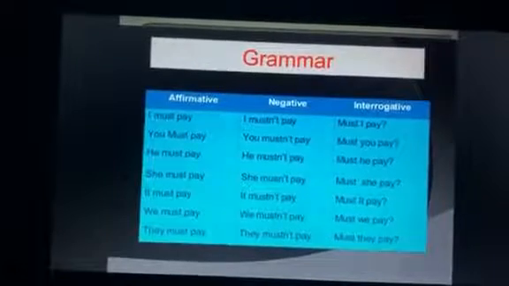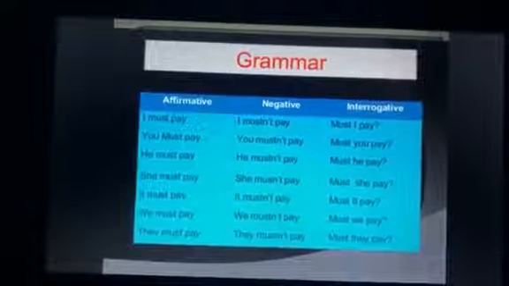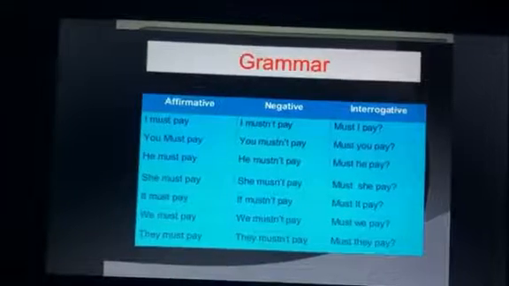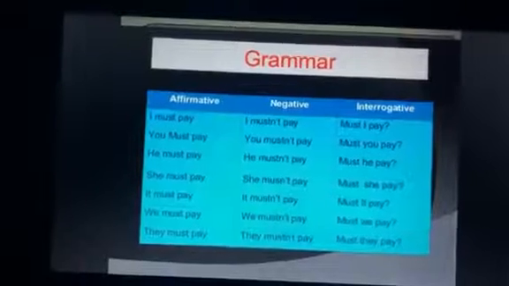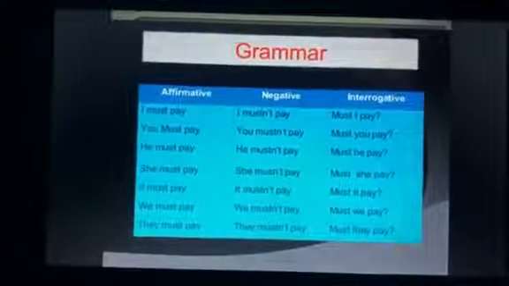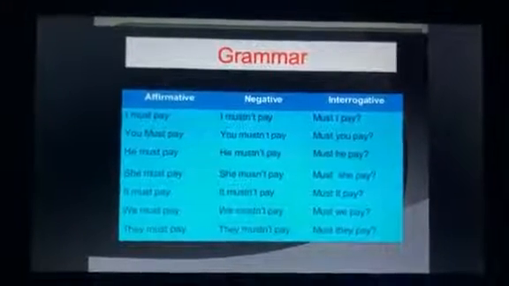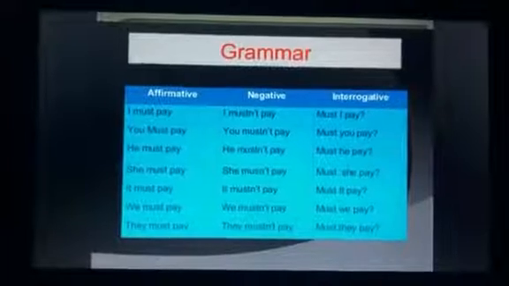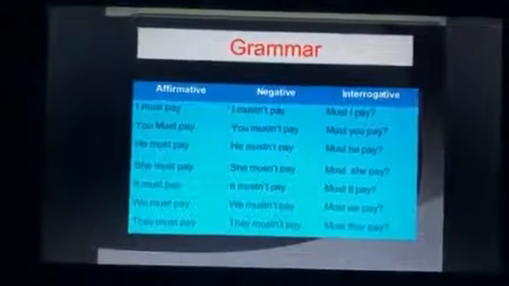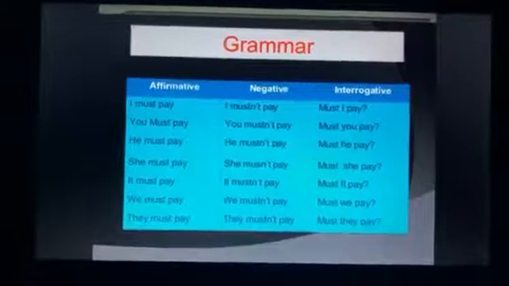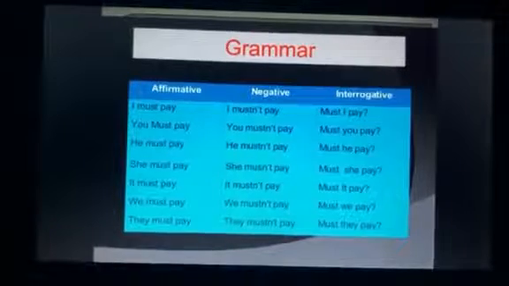Here we have the affirmative, negative, and the interrogative form of must. I must pay. You must pay. He, she, it must pay. We must pay. They must pay. The negative form: I mustn't pay. You mustn't pay. He, she, it mustn't pay. We mustn't pay. They mustn't pay.